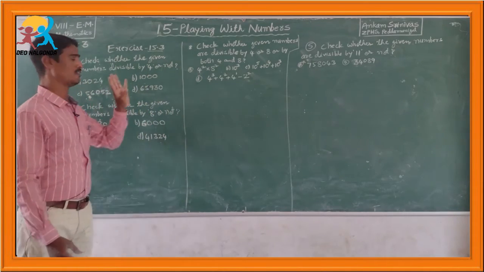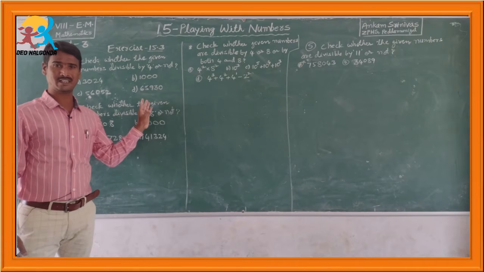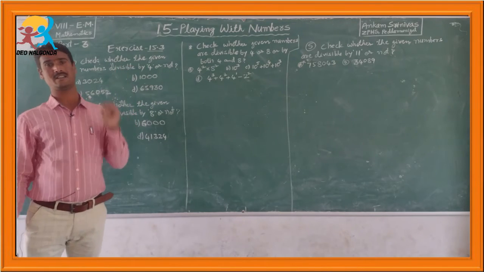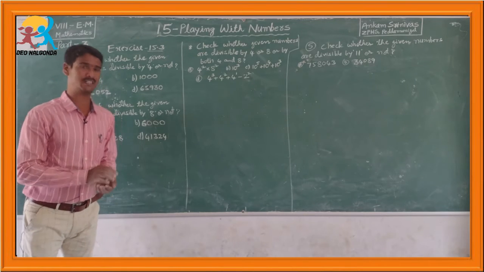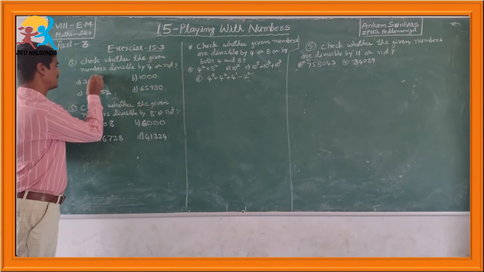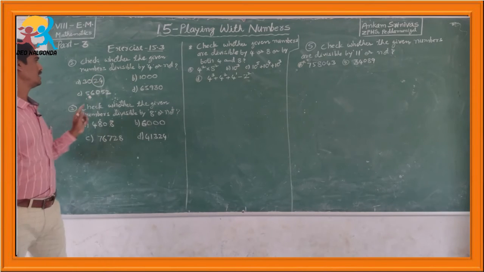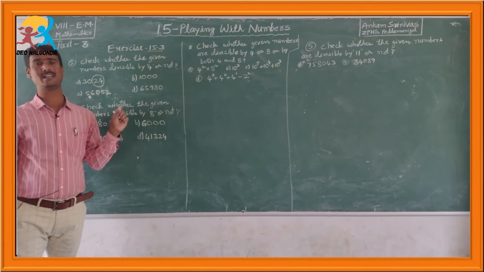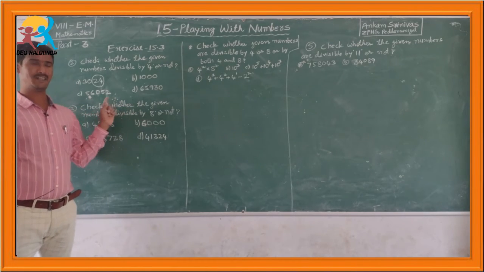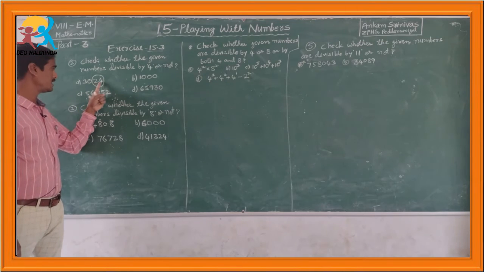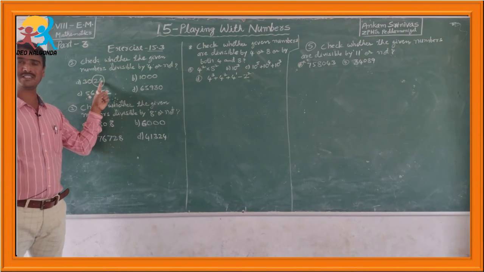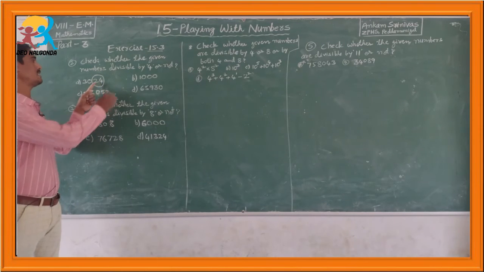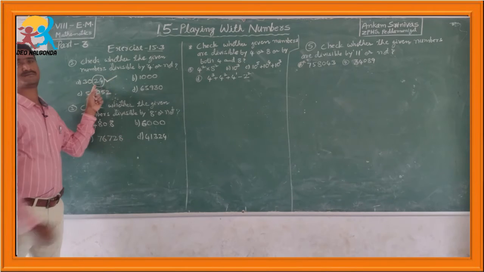Here I had given 4 questions. Check whether these 4 numbers are divisible by 4 or not. How to check? We know that we take the last 2 digits. If the number formed by the last 2 digits is divisible by 4, then the given number is divisible by 4. Dear children, the last 2 digits are 24. 24 is divisible by 4 because 4 sixes are 24. So this is divisible by 4.